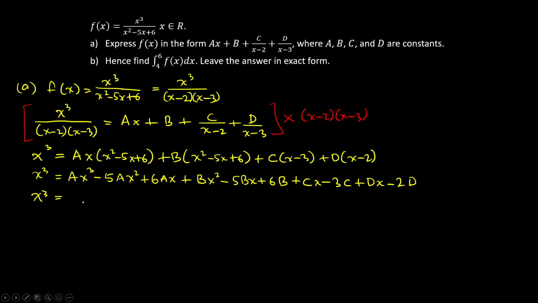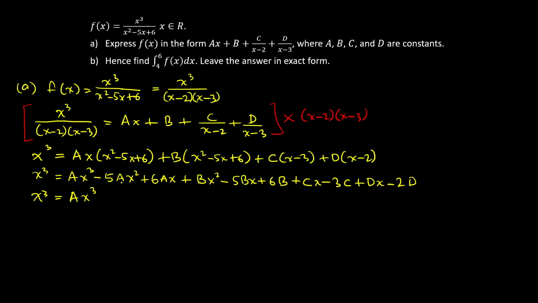Then let's group all the like terms here. First, the coefficient of x cubed. How many x cubed are there in this lengthy expression on the right side of the equal sign? We have 1 here, and what is the next x cubed? There is none. So that is only ax cubed.